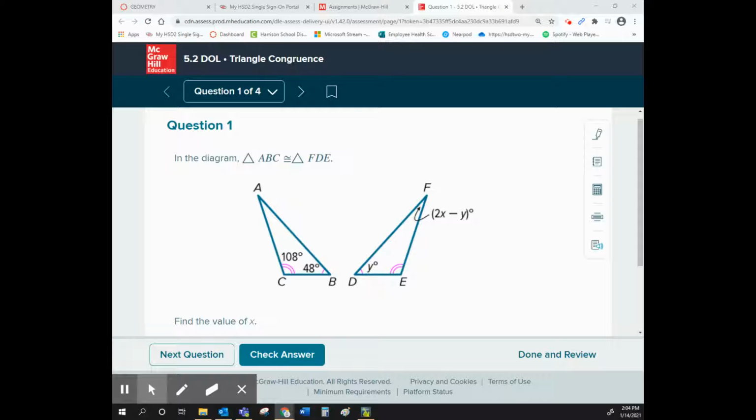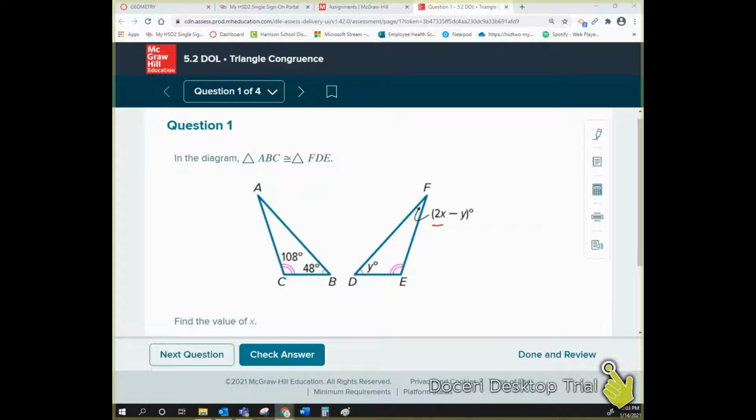All right, so for this problem, it wants you to find the value of x. X is right here, but notice that there's also a y in the problem. So even though they don't ask for it, we actually have to solve for y first. The nice thing, though, is that triangle ABC and FDE are congruent. What that tells me is that the pieces of them are going to be the same. So my first step is I want to figure out what y is.